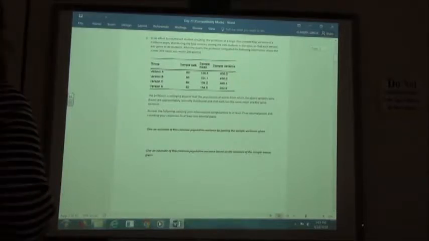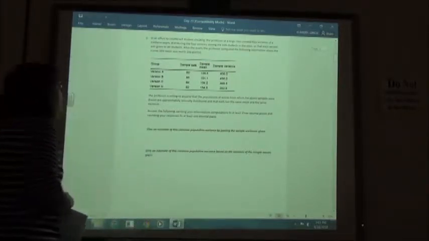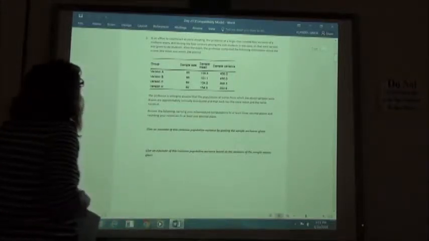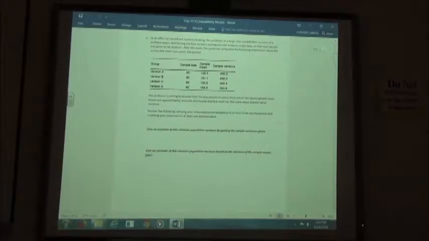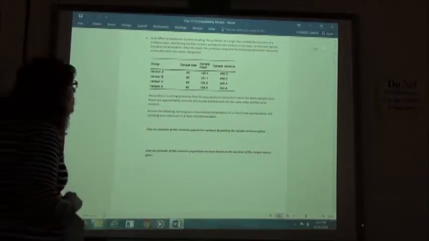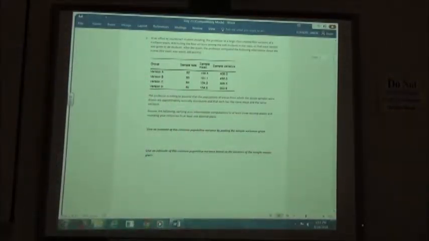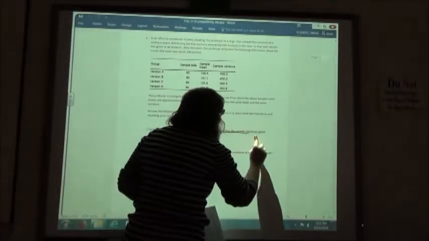So version A, sample size was 80, sample mean was 158.5, sample variance 406. Version B, sample size was 80, sample mean was 151.1, sample variance 450, and so forth. The professor is willing to assume the populations of scores from which the above samples were drawn are approximately normally distributed and that each has the same mean and the same variance. Answer the following, carrying your intermediate computations to 3 decimal places and rounding your response to at least 1. So, give the estimate of this common population variance by pooling the sample variances.